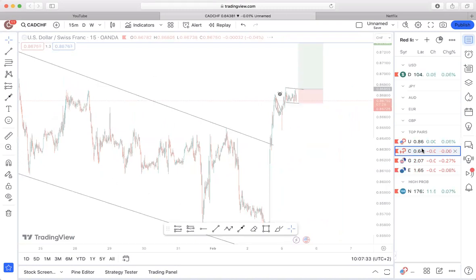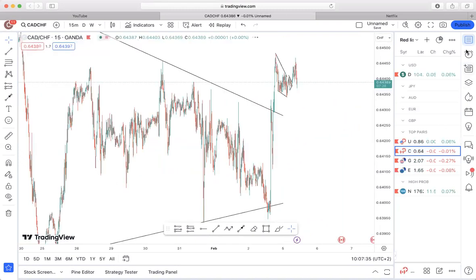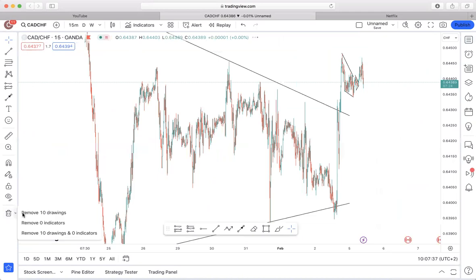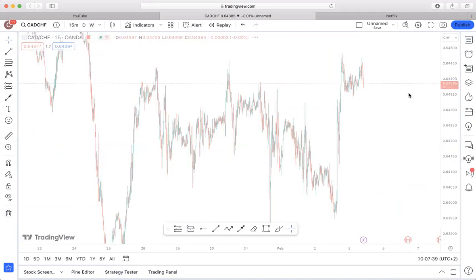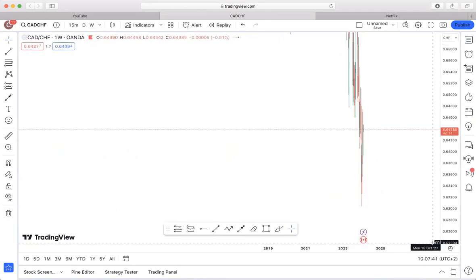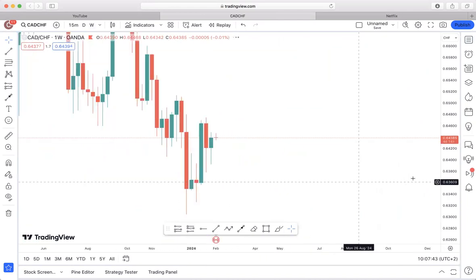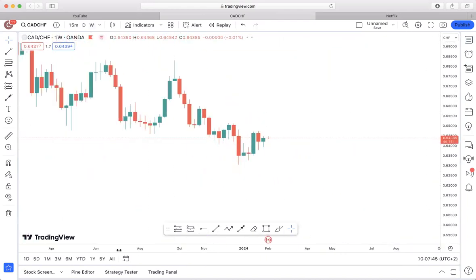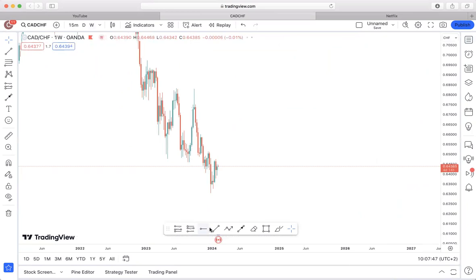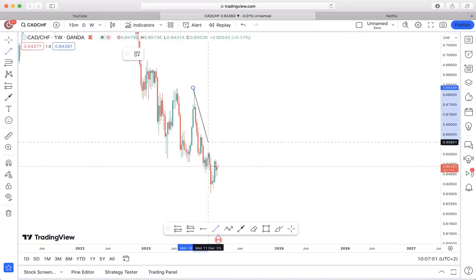Now let us move on to our next pair, which is the Canadian dollar over the Swiss franc. Also with this one, we'll start from the high time frame and break everything down as we go along. So with this one, what are we seeing? Previously, price came from this impulsive move, and then price gave us what?